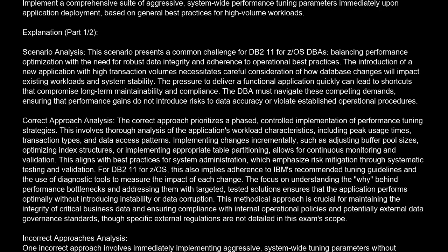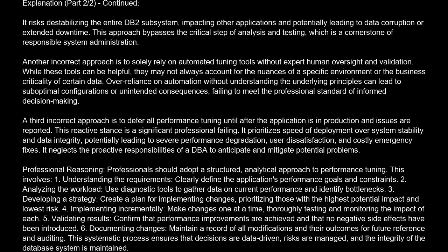Incorrect approaches analysis. One incorrect approach involves immediately implementing aggressive, system-wide tuning parameters without understanding the specific application's needs or its interaction with other workloads. This is a failure of professional due diligence, risks destabilizing the entire DB2 subsystem, impacting other applications, and potentially leading to data corruption or extended downtime. This approach bypasses the critical step of analysis and testing, which is a cornerstone of responsible system administration.